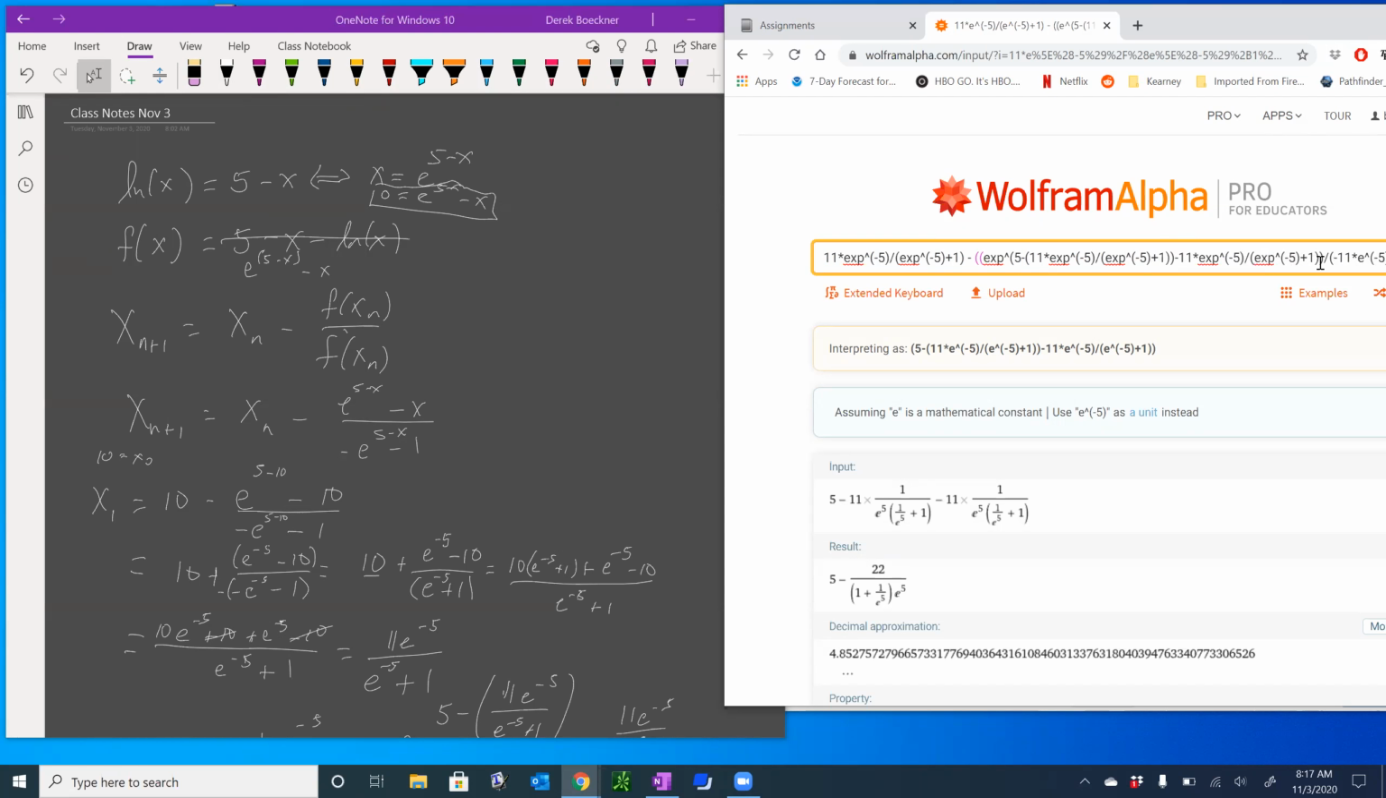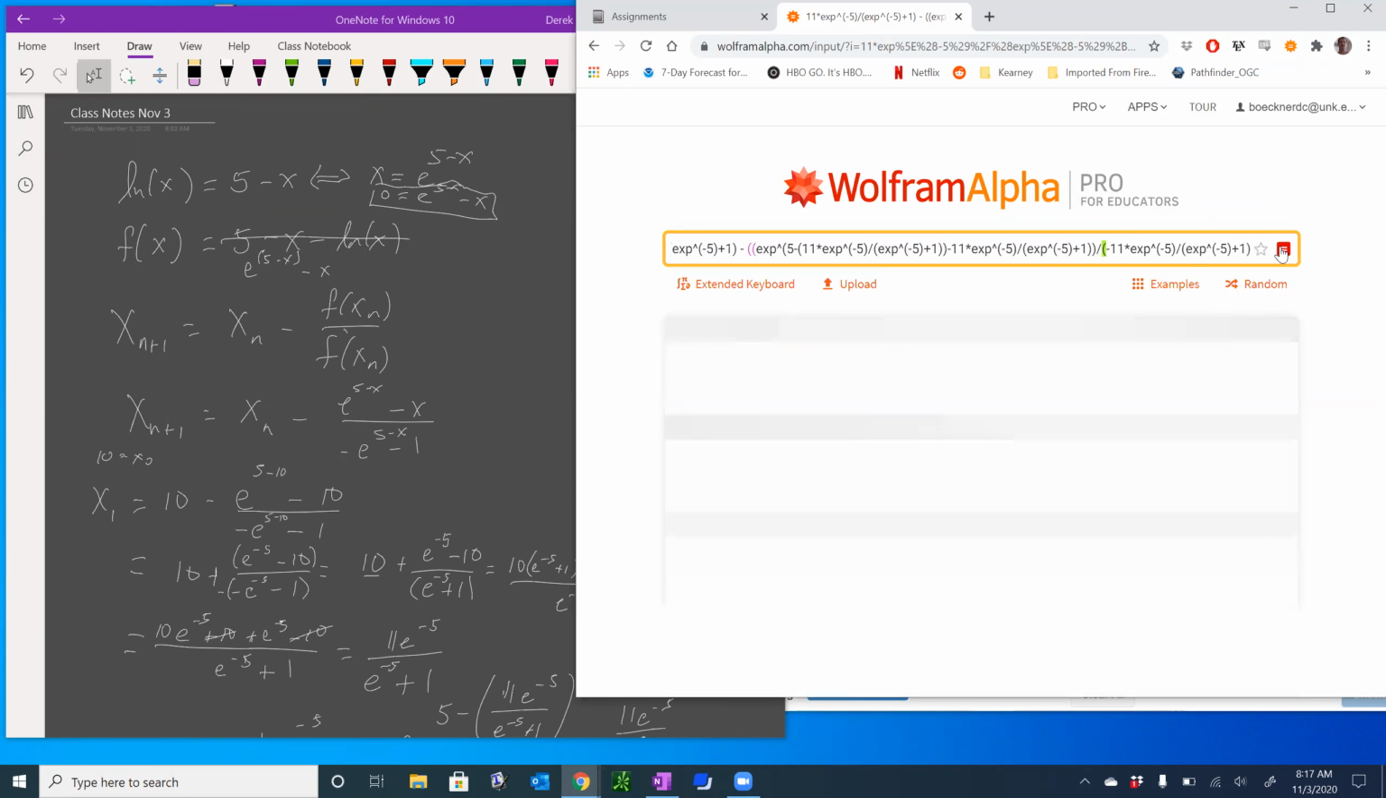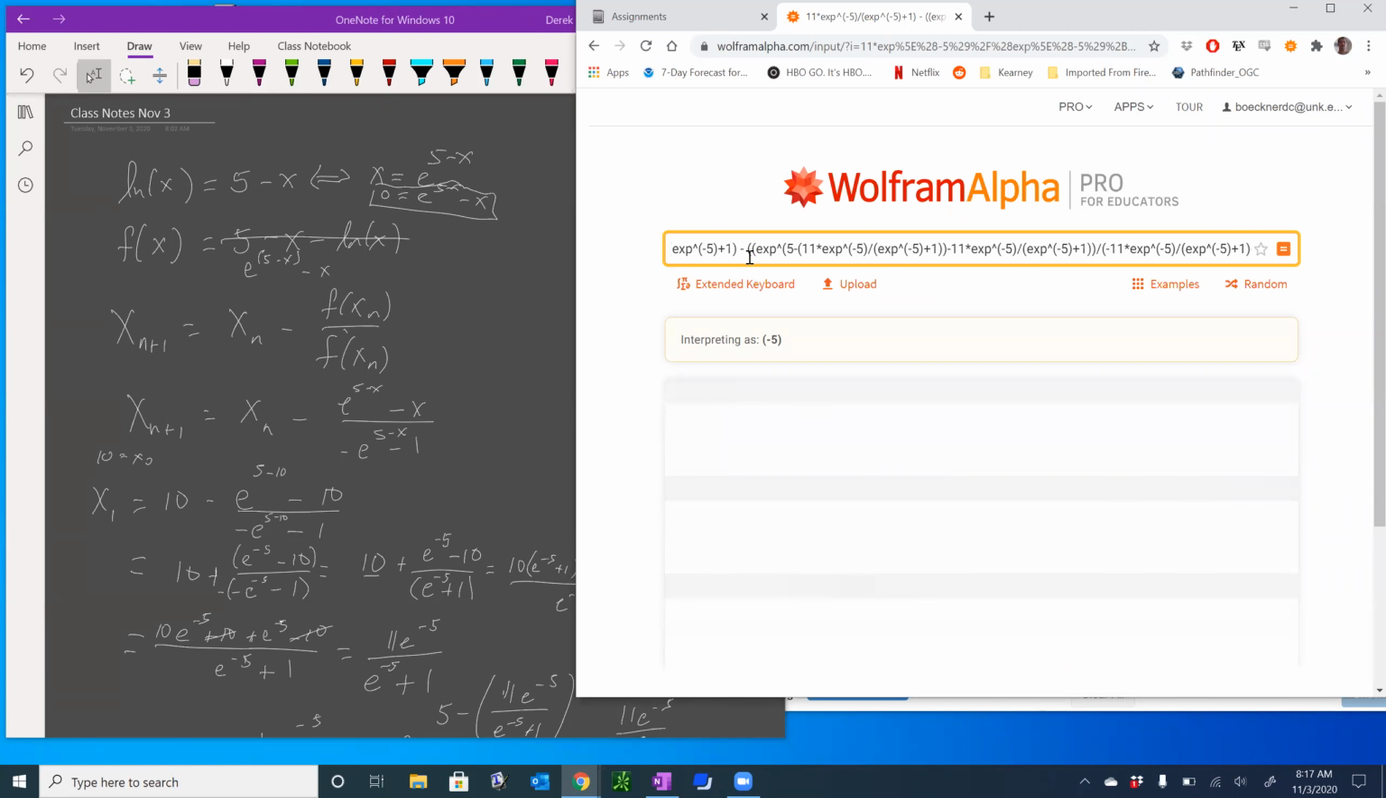Sometimes the e-dx function is written as exp of something. So we'll try that. Now it's saying these parentheses aren't working. So maybe I need to check my parentheses. Because it's certainly not just -5.